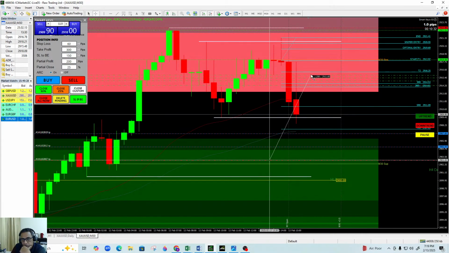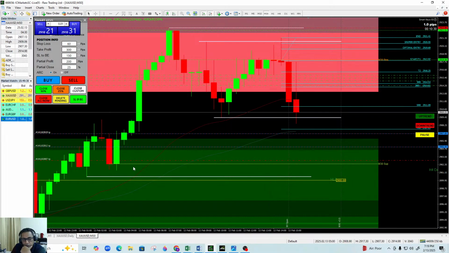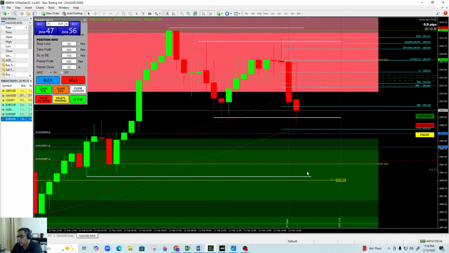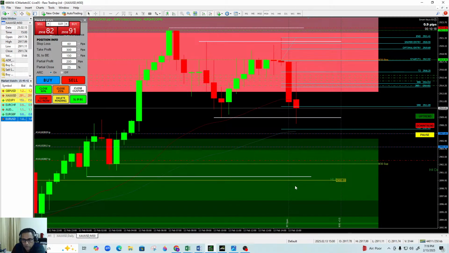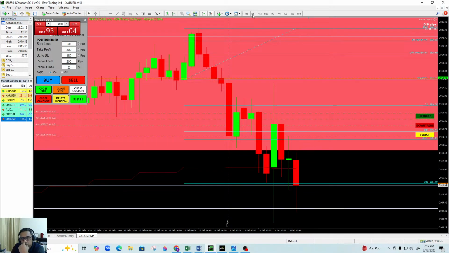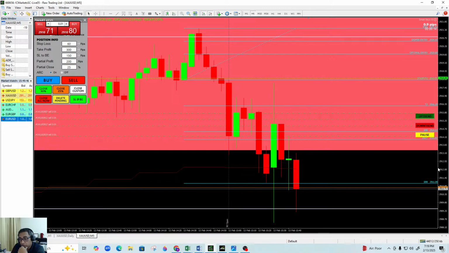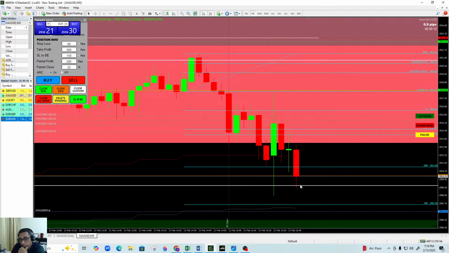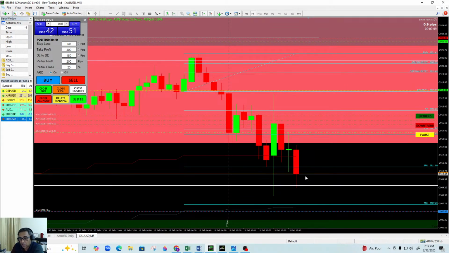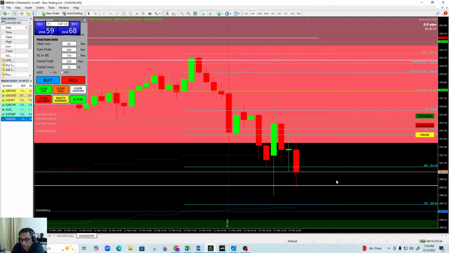So this is about 128 pips away. That's my final TP around 2902 or 2903, right? Because that's the Asian low. So let's see if we can get there. Okay, we've tapped it. Perfect. We've tapped it. We should close either this candle or the next candle should close below it.